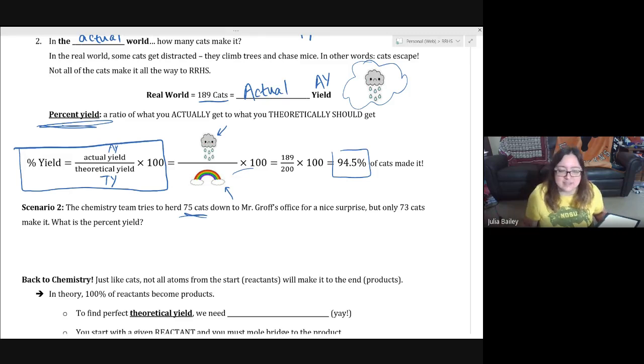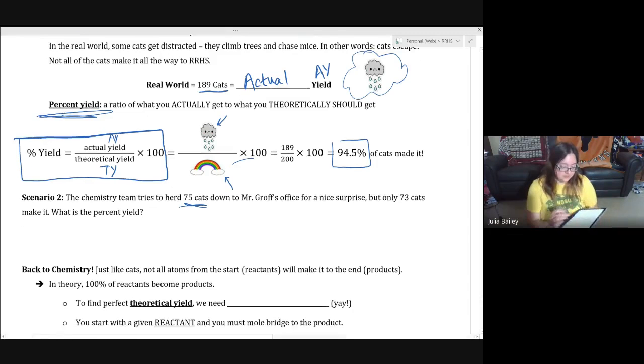We're not going to get all 75 of those cats through the outdoors, all the way down the main hallway, all the way into the office. It's just not going to happen. So maybe 2 of those cats run off. What is our percent yield there?